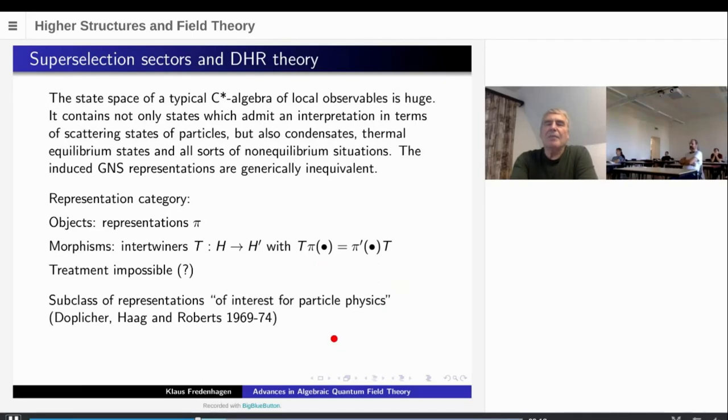Now there is a subclass of representations which were called the representations of interest for particle physics. This subclass has been investigated by Doplicher, Haag and Roberts from 1969 to 74. This is the so-called DHR theory, and this is my next point.